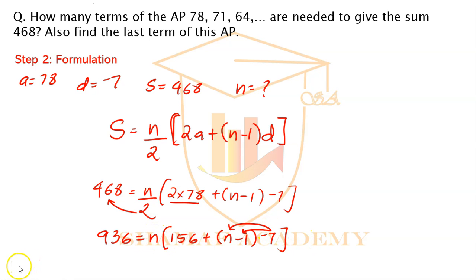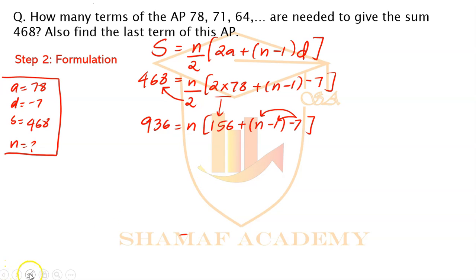And also, what do you get here? -7 times N gives you -7N, and -7 times -1 gives you +7. And let's copy this down right here, 156. And as you can see, this plus will be multiplied with the negative, so it will become a negative. And we close our bracket, which is multiplied by N here. And let's write it down as it is.